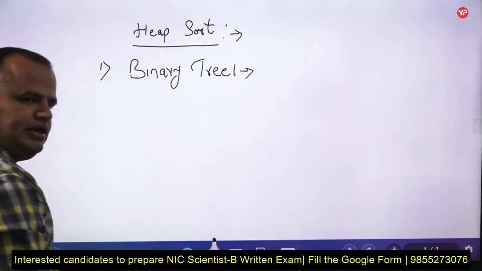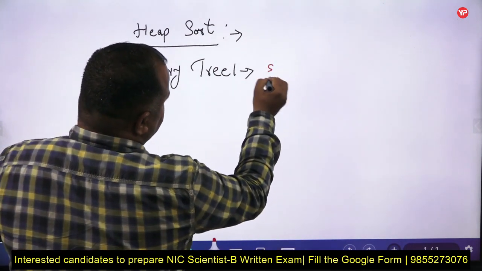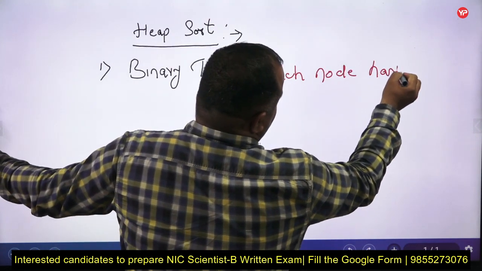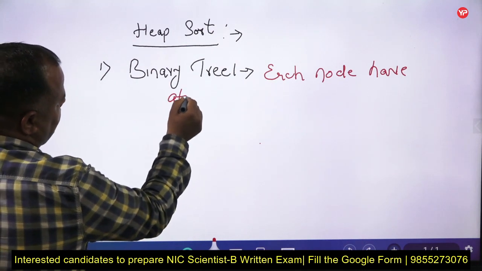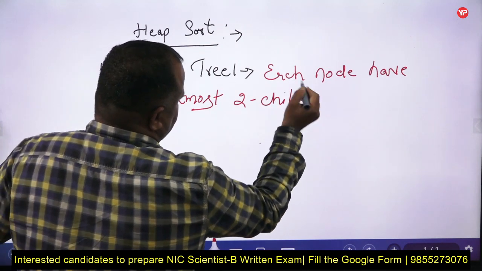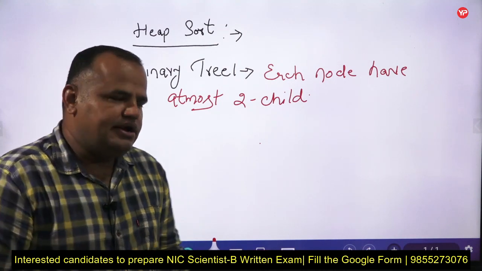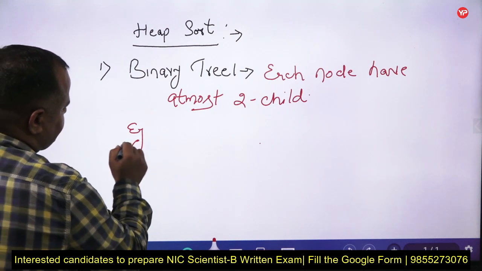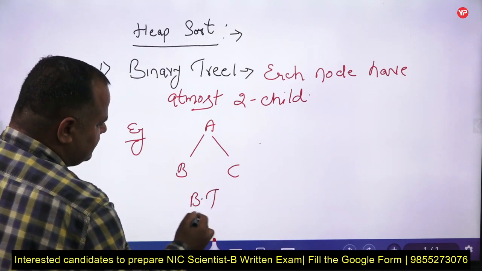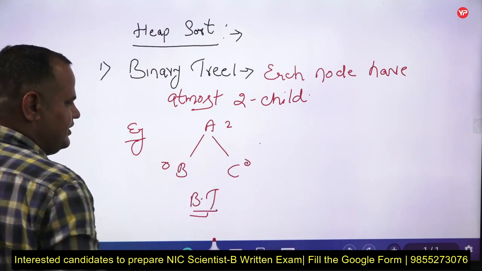A tree is a binary tree in which each and every node, keep in mind, each node has at most two children. What is a binary tree? A tree in which each and every node has at most two children. If we talk about some examples, like A, B, C, is it a binary tree? Yes, because this node has two children, this node has zero children, this node has zero children. So each and every node has at most two children.